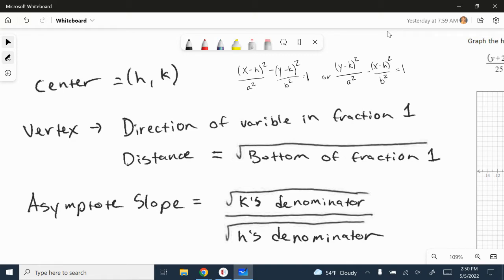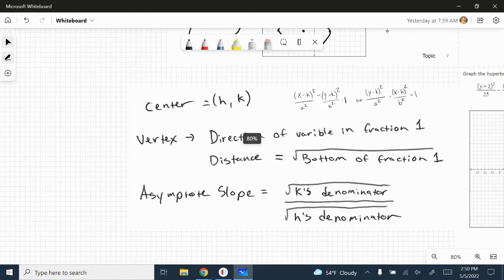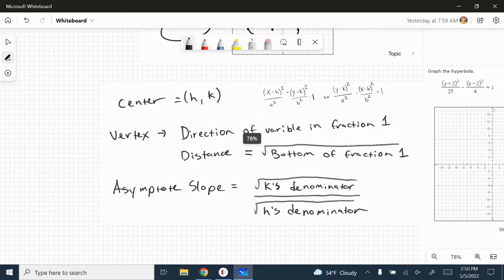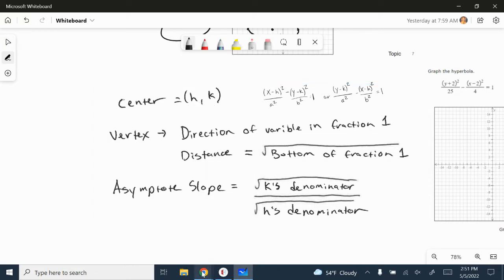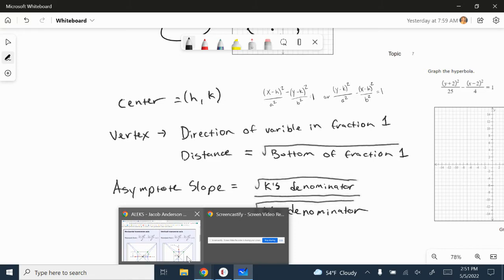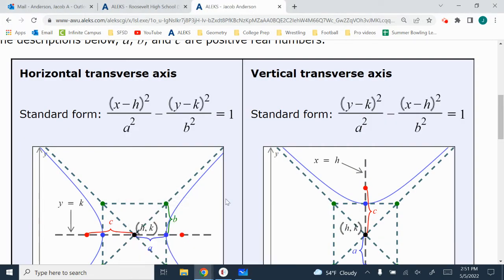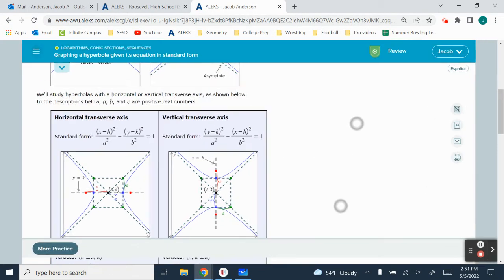Okay, hopefully you've written those down. We're going to get right into solving this. And really on Alex, there's three things that it's going to want. It's going to want the center, the vertex, and then the asymptote slope. My center is (h, k), and that's actually nice because that's what the center has been. That's how we found the center on a lot of our problems so far. The circle and the ellipse were all (h, k).